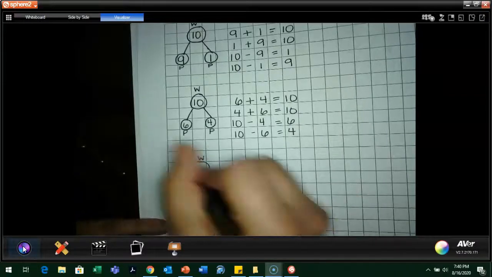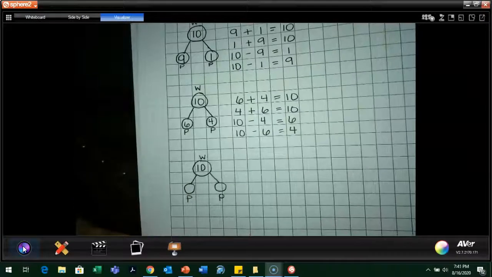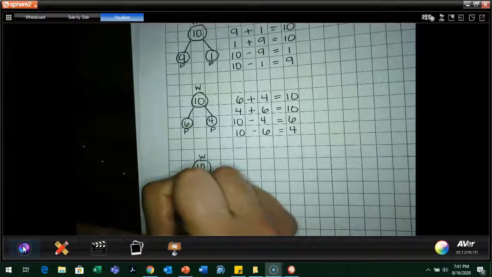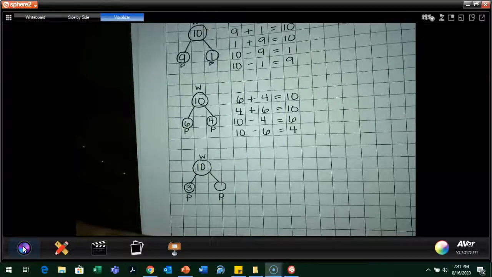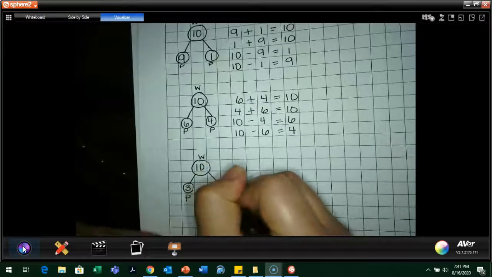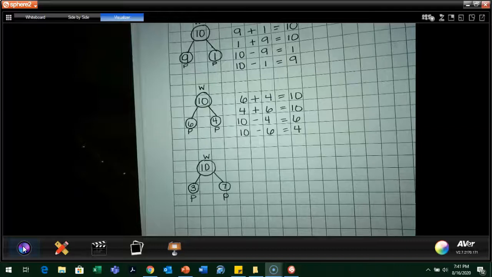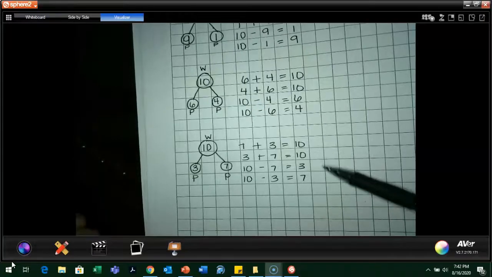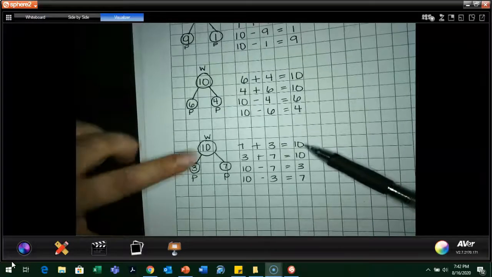Now, you're going to tell me the missing part to make a 10. What is it? Yes, 7. I am going to give you 1 minute to write all the 4 number sentences that go in the fact family. Pause the video and write them. Thank you for having integrity, boys and girls. And see if you got the right answers.